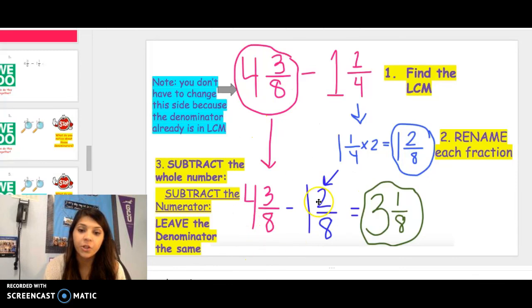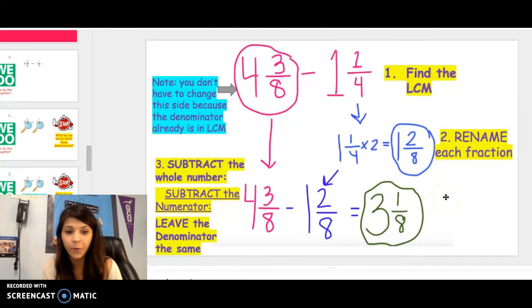So now my problem turned into 4 3/8 minus 1 2/8, and so then I take my whole numbers. 4 minus 1 is 3. My numerators, 3 minus 2 is 1, and 8 minus 8 in fractions is 8. So my new number is 3 1/8 for this equation.